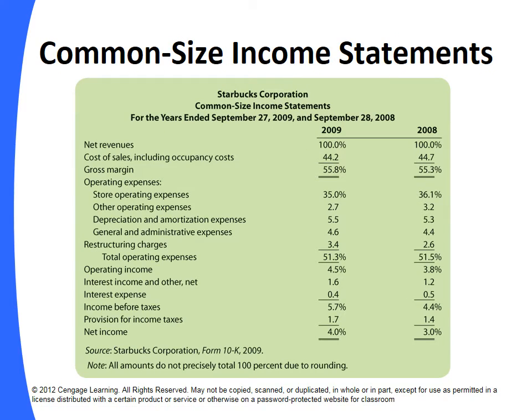One important thing to remember, you'll take the dollar amount of cost of sales divided into net revenues. That will always be your denominator. Take your gross margin, divide it into net revenues. Take store operating expenses, divide them into net revenues. So everything is based upon net revenues being your denominator.